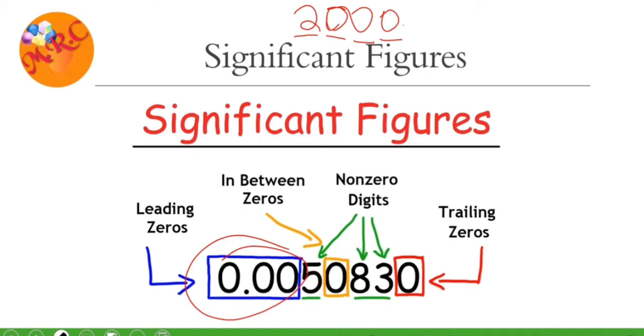Let's look at how they are significant. If they fall between two significant numbers, then they are significant. So this 0 right here is significant. It falls between the 5 and the 8, and the 5 and the 8 are definitely significant. And if it's a trailing 0, that means it falls after a significant figure, and that significant figure comes after a decimal point, right? So that would be a trailing 0.